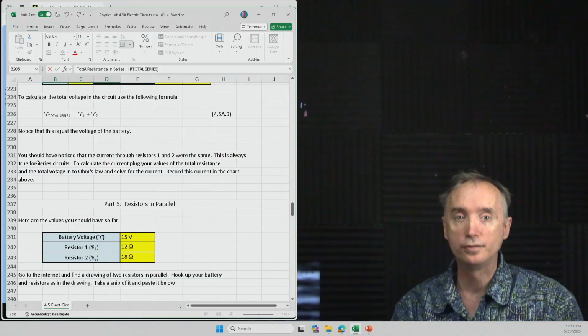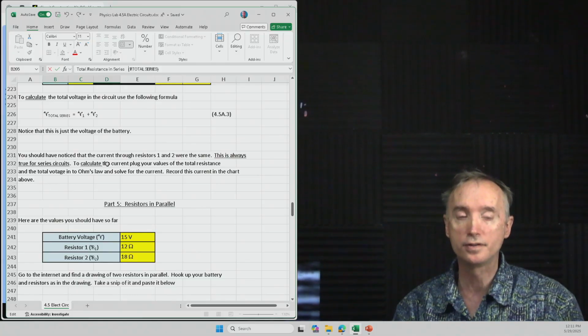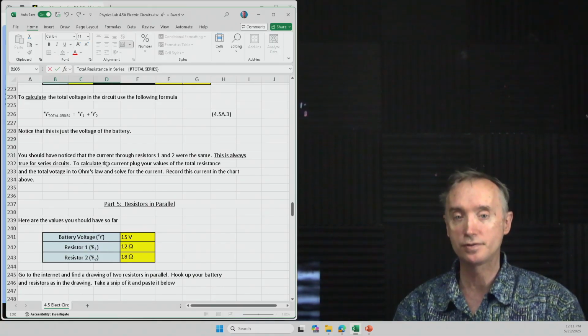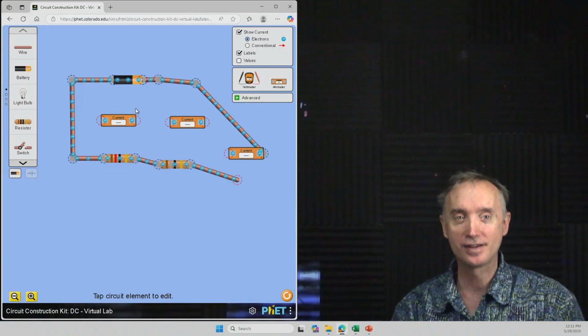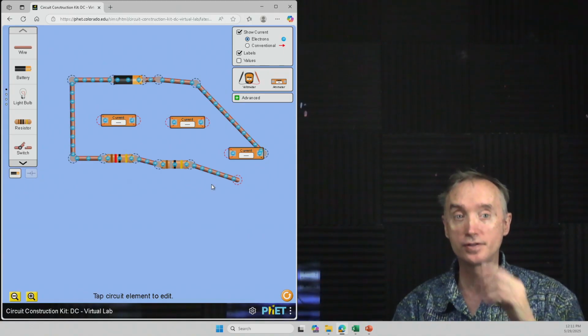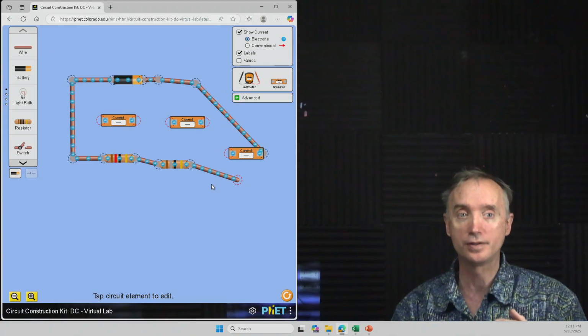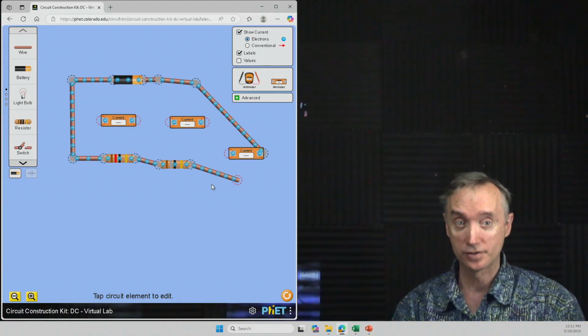You should have noticed that the current is the same everywhere in a series circuit. So now we're going to go back to here. I said to take an ammeter and put it here, take an ammeter, put it here, take an ammeter and put it here. And you should notice that all 3 of the readouts are exactly the same. So they all have the same current. So everywhere in a series circuit, the current is going to be the same.